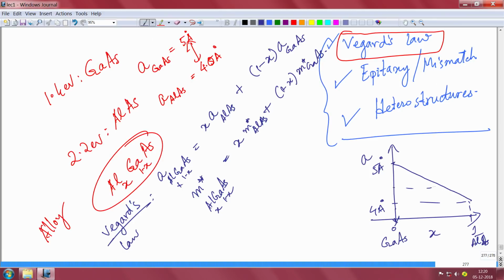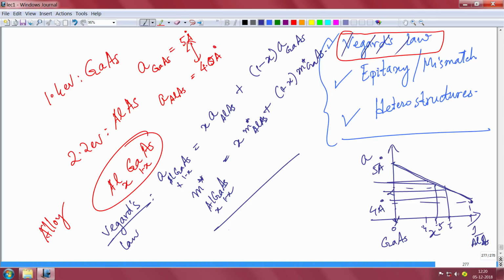So at any point here, if you have x equal to 0.4, 0.5, 0.6 and so on, you can go here and look at the value, and that has a huge implication, by the way, this lattice constant. Similarly for effective mass, we can do it to a large extent. So essentially it is a linear interpolation between the two, and that is what Vegard's law says. So Vegard's law is very easy.